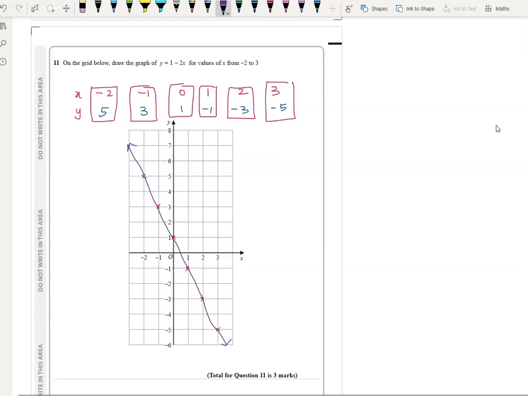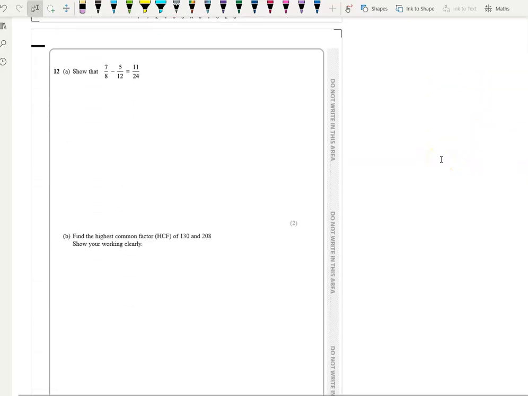Okay, next question, number 12. Show that 7 by 8 minus 5 by 12 equals 11 by 24. So you need denominator 24. You are subtracting 5 by 12 from 7 over 8. To combine the two fractions, we need to have the same denominator, so we need denominator 24.